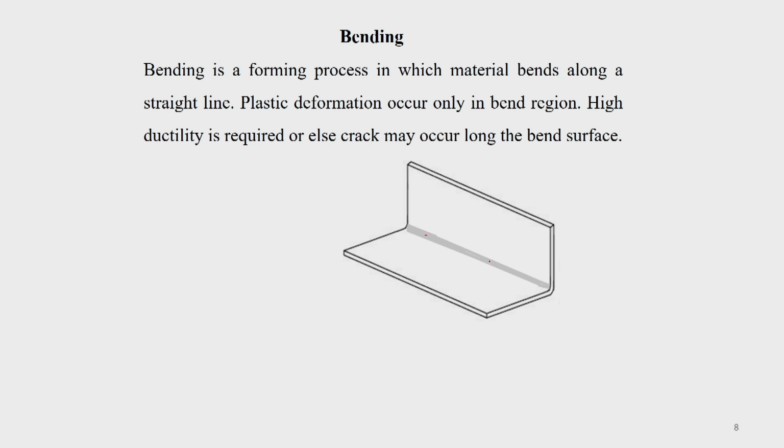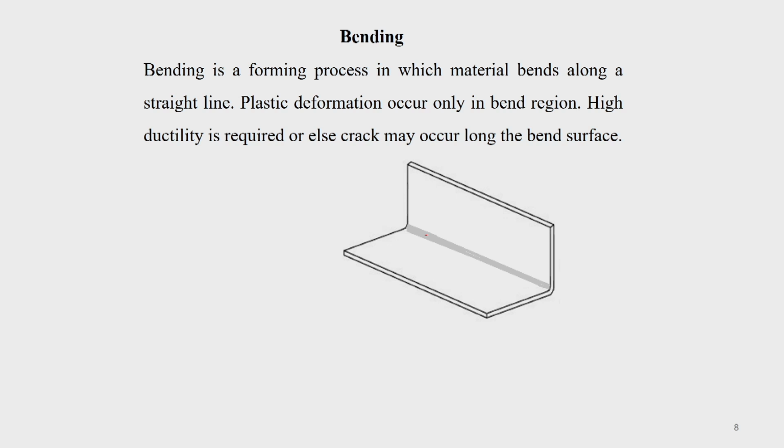For this bending operation you need very high ductility. If the ductility is poor, you may not be able to bend it to that much level. Suppose you want 90 degrees, you may not be able to bend it to 90 degrees. If the material is brittle, even with a small angle itself, a crack may develop. So what is important is that for bending you need high ductility, so that cracks will not develop during the bending stage.